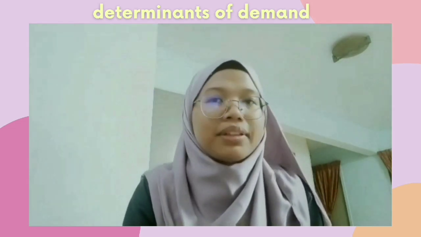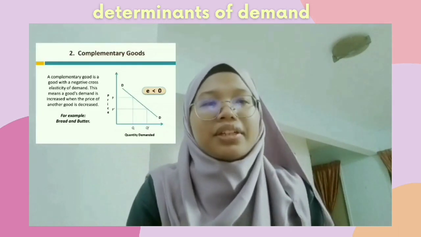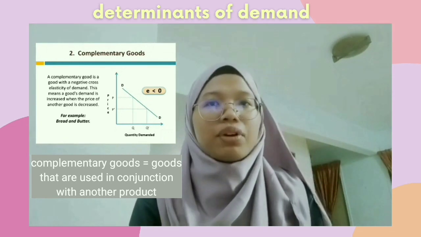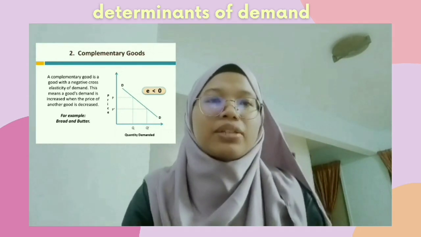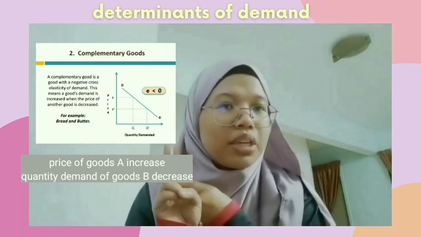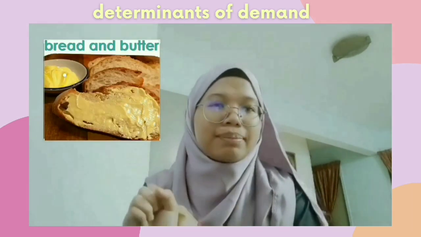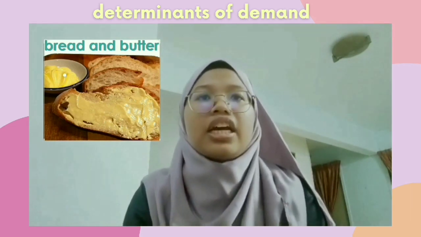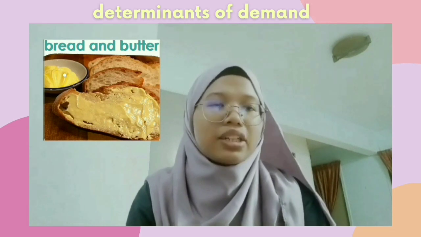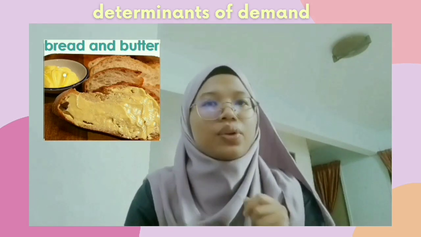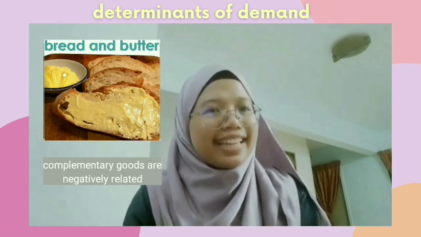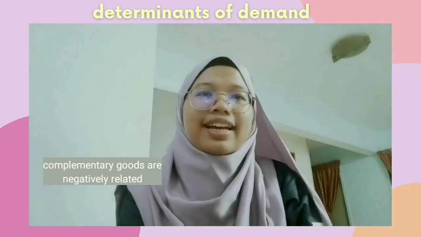Okay, next is complementary goods. Complementary goods are goods that are used in conjunction with another product. When the price of goods A increases, the quantity demanded for goods B will decrease. For example, bread and butter. If the price of bread increases, the demand for butter will decrease. So the conclusion for complementary goods is that both products are negatively related.